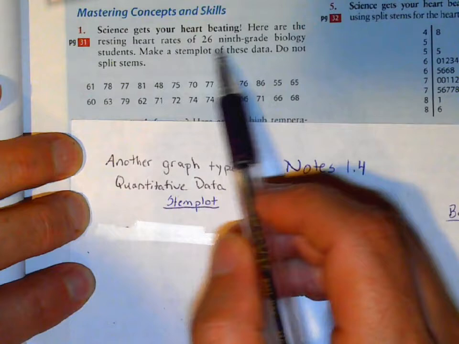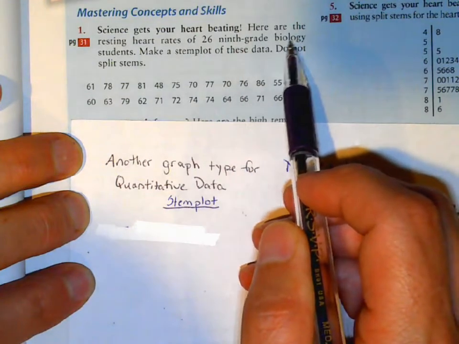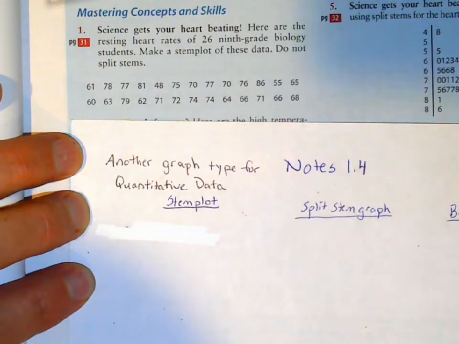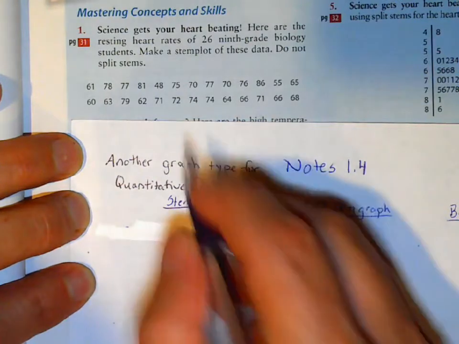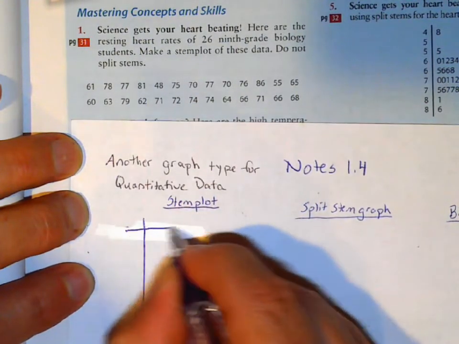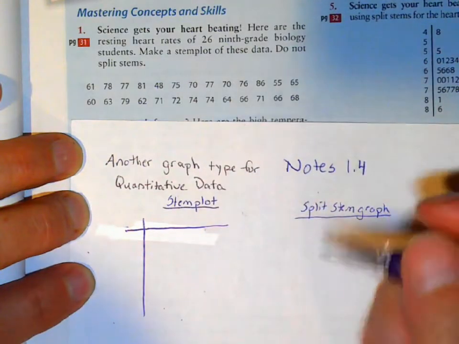Science gets your heart beating. There are the resting heart rates of 26 ninth grade biology students here. We want to make a stem plot for it. We'll talk about what a split stem is in just a little bit, but for a stem plot, we're going to make a little chart like this.